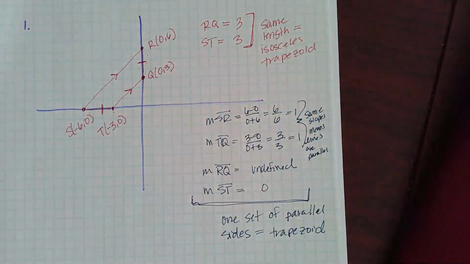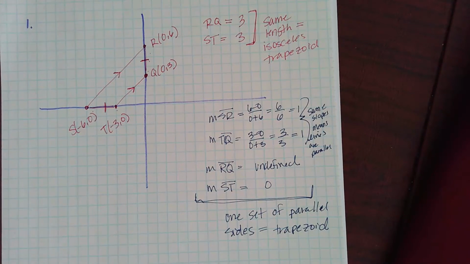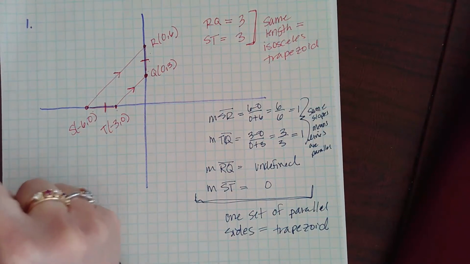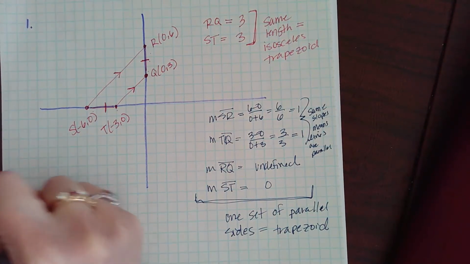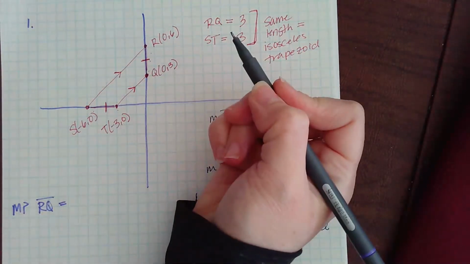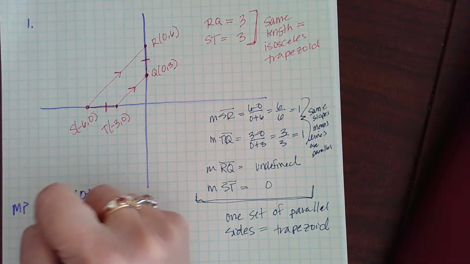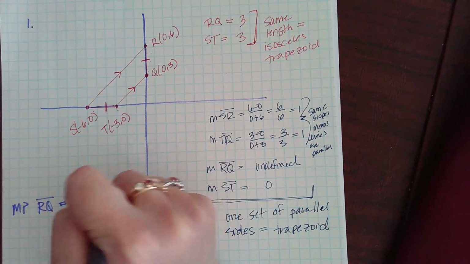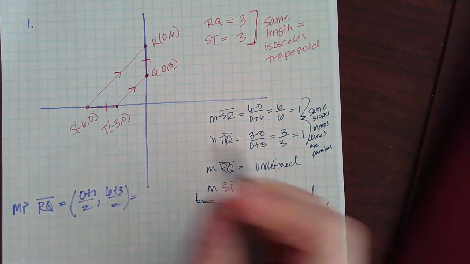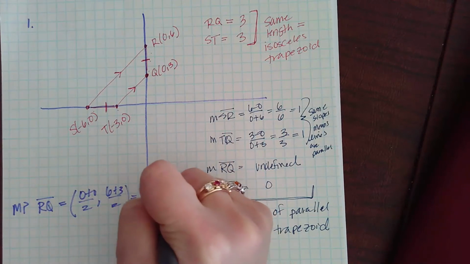We showed that it's an isosceles trapezoid, and the last thing we have to do is find the length of the midsegment. So what I'm going to do to find the length of the midsegment is I need to find the midpoint of RQ. Since it's a vertical line, you could just use the formula, add up your x's, divide by 2, add up your y's, divide by 2, or you could probably just do it graphically. So I got 0 and 4.5.